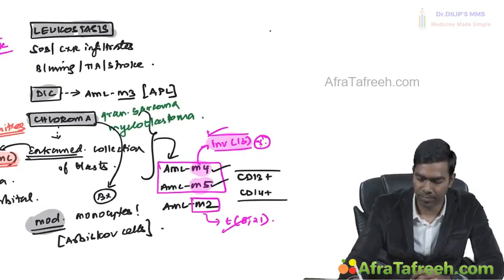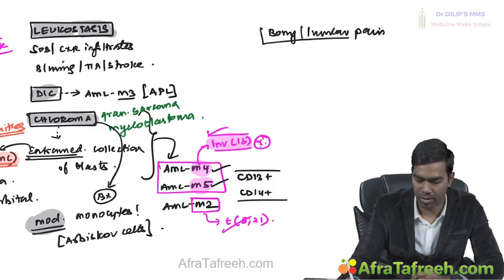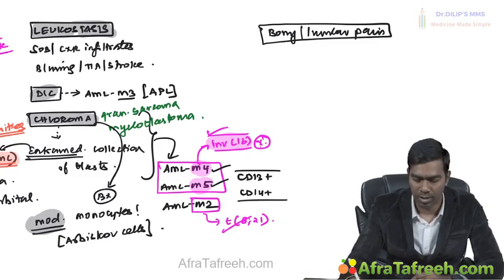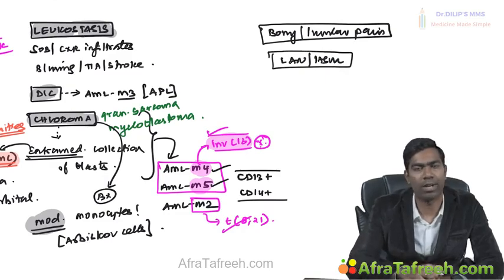And the next thing you want to see is the ALL. In ALL, you have bony pain or lumbar pain, very common because of infiltration of these cells into the bone. So typically lumbar pain is very common in these patients. I told you in general lymphadenopathy and hepatosplenomegaly are not common in acute leukemia, but lymphadenopathy and hepatosplenomegaly are relatively common in acute lymphoblastic leukemia. I am not telling always present, but relatively common.